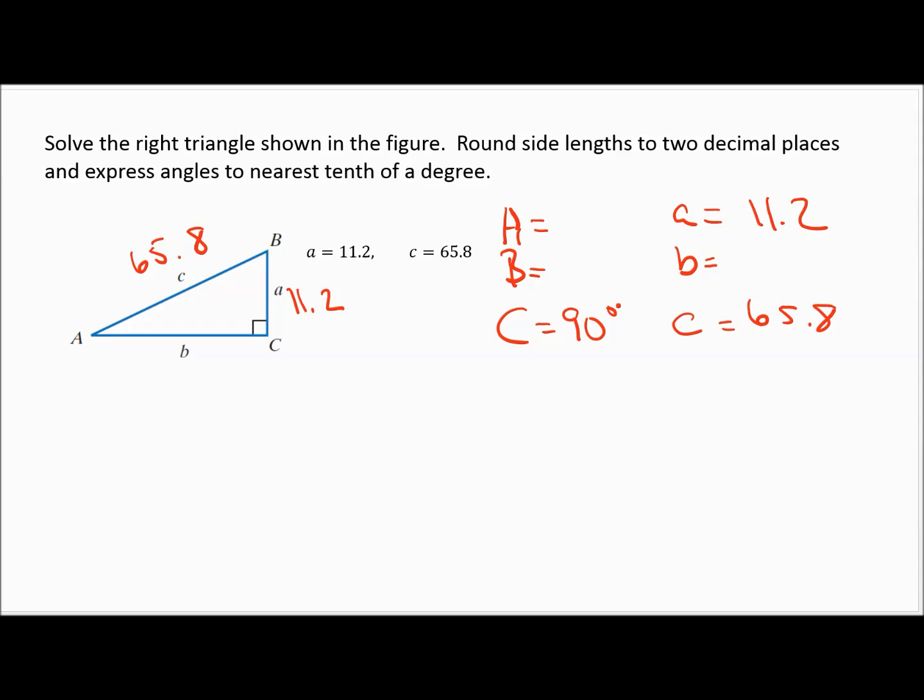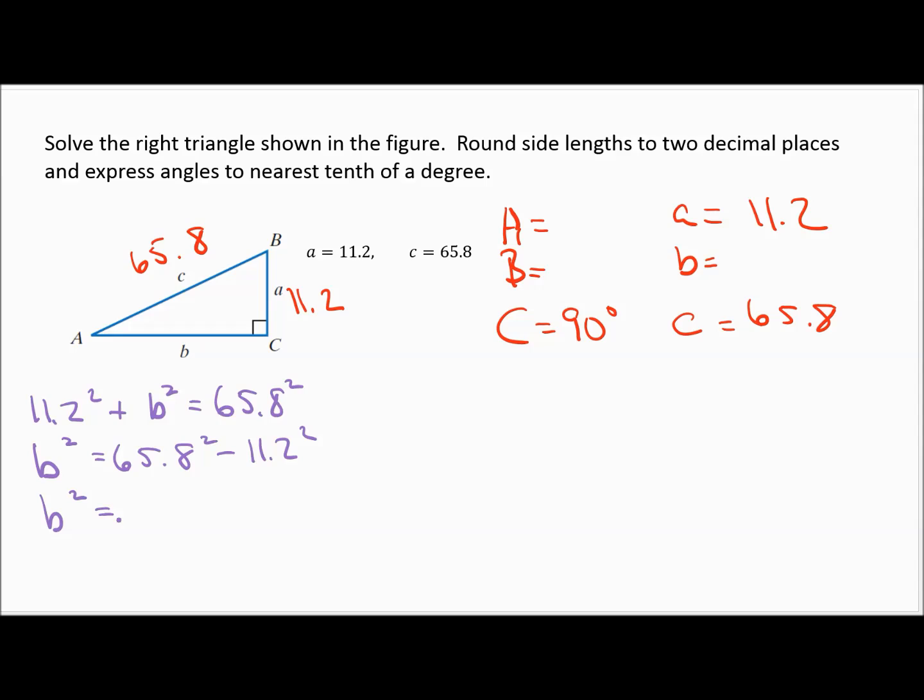We could use the Pythagorean theorem. Okay, so we could say A squared, which is 11.2 squared, plus B squared, we don't know, equals C squared, or 65.8 squared. And then I'm going to subtract the 11.2 to the right, so that would give me B squared is equal to 65.8 squared minus 11.2 squared. And then B squared will equal whatever that is, and let me just tell you what that is.